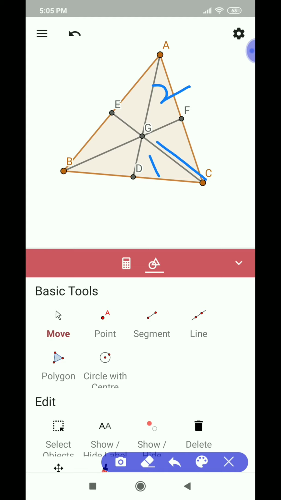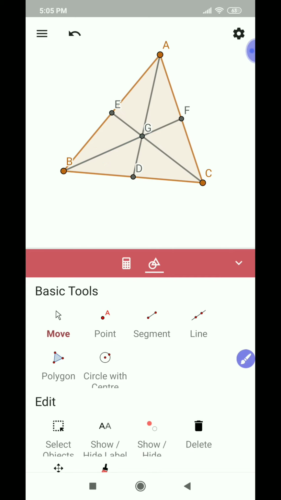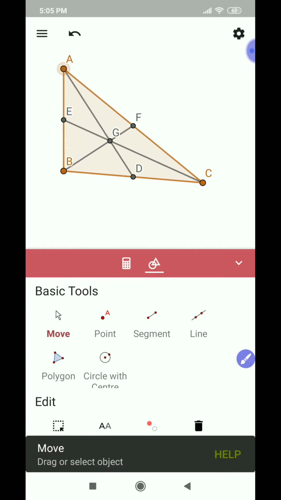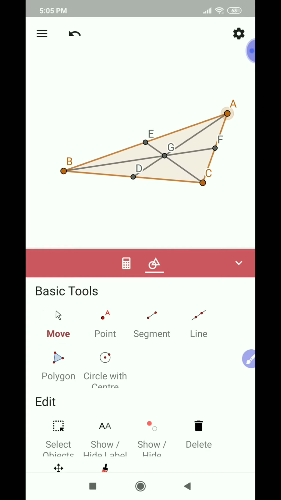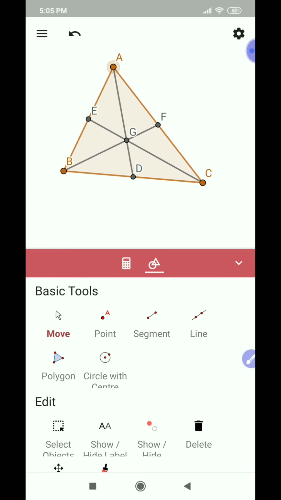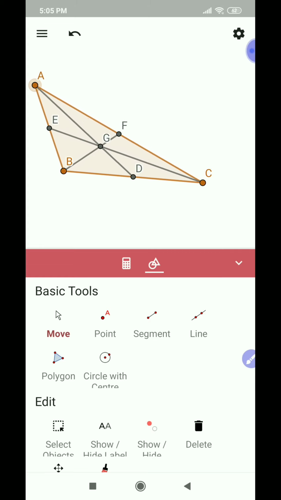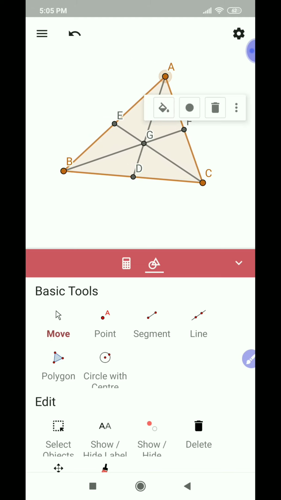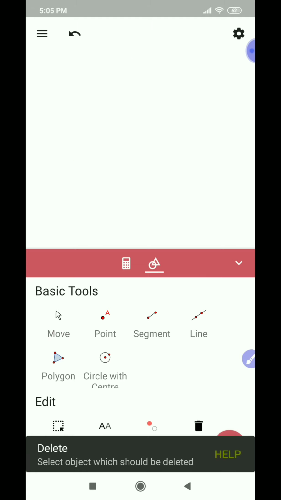Observe carefully. CE is a median. G divides CE in a 2 is to 1 ratio from the vertex side. Similarly, BF is divided in a 2 is to 1 ratio by G from the vertex side. One more thing. Just observe the centroid, whether it is an acute triangle, right triangle or obtuse triangle. The centroid is always, yes, inside.